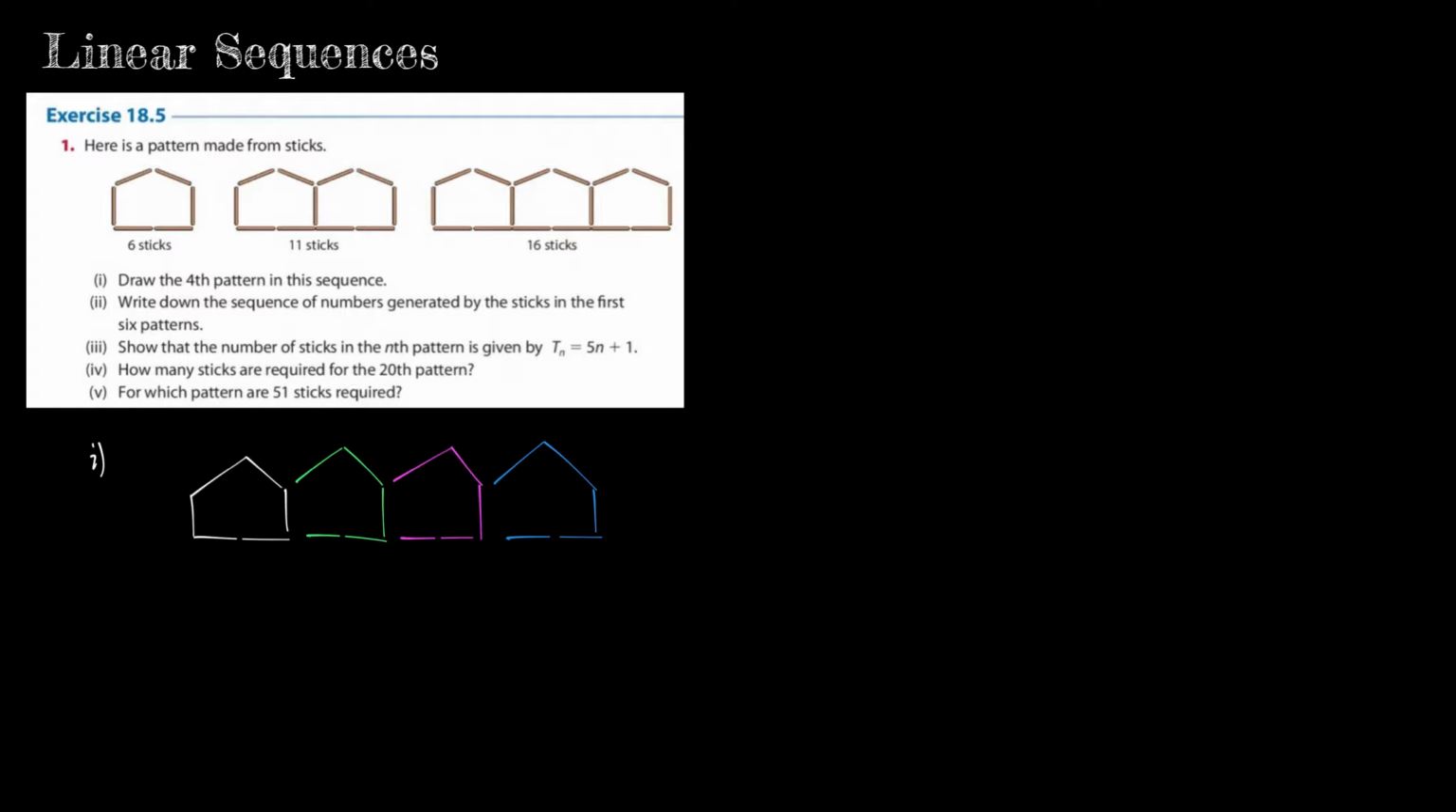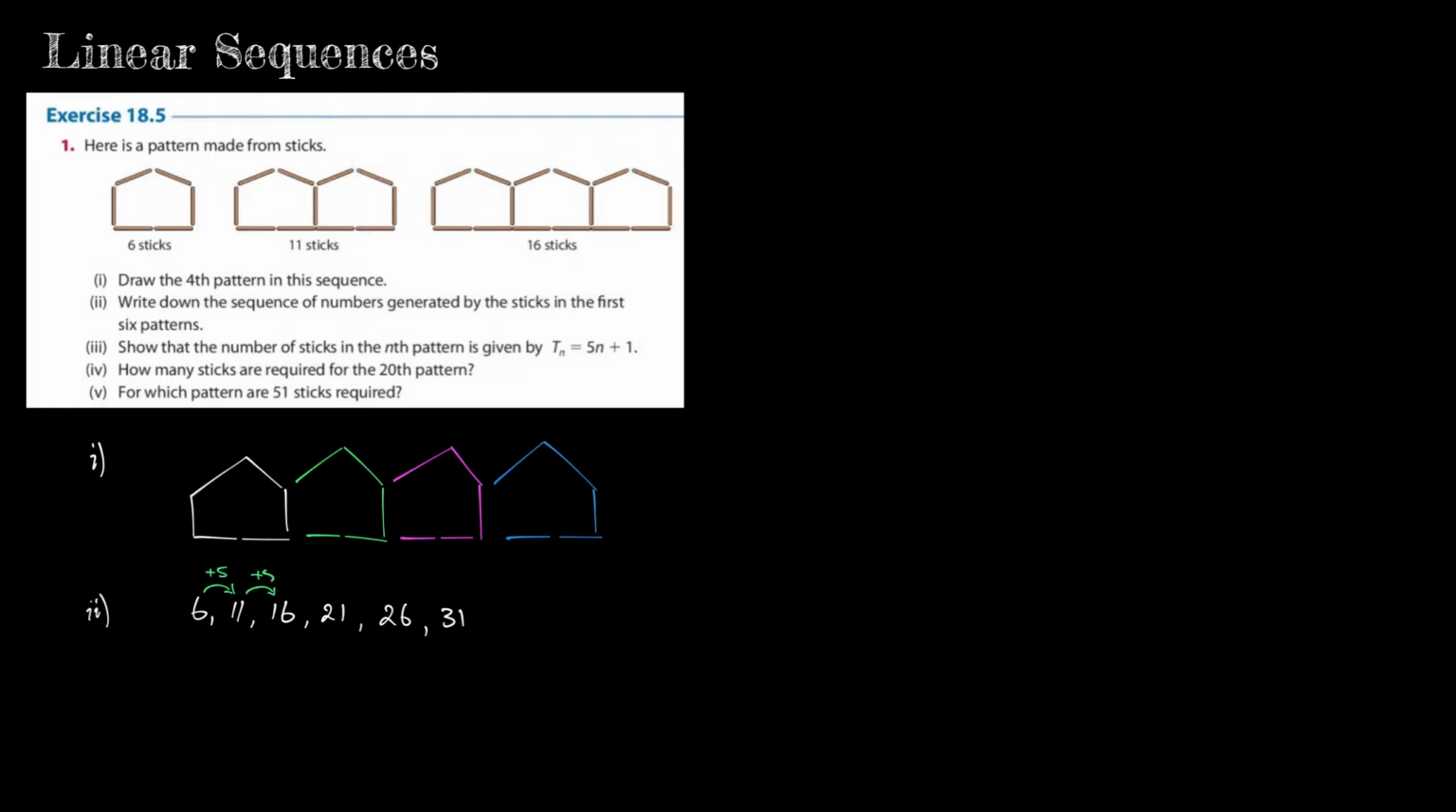So write down the sequence of numbers generated by the sticks. So the sequence of numbers is going to be 6. 6 plus 5 will give me 11. Plus 5 will give me 16. Plus 5 will give me 21. Plus 5 will give me 26. They wanted how many? The first 6 patterns. So 26 plus 5 will give me 31. And you can see there that's a linear sequence and it's grown each time by plus 5.